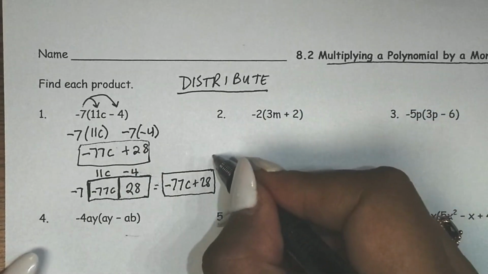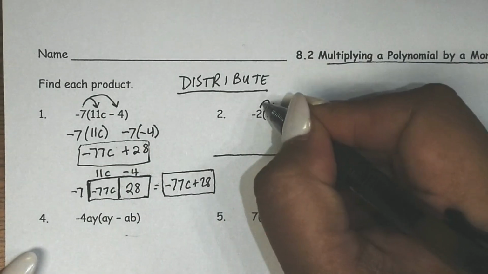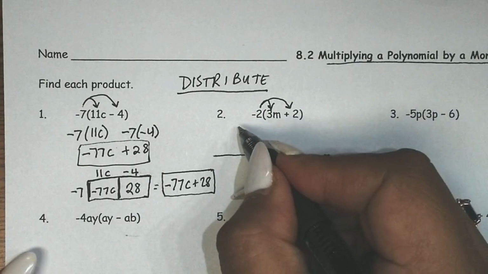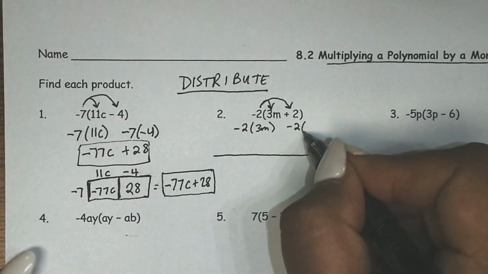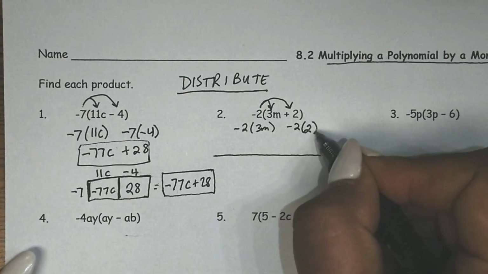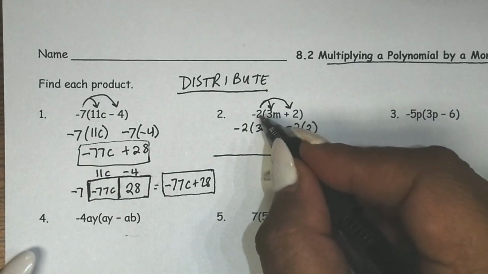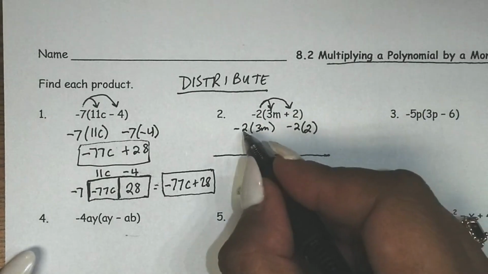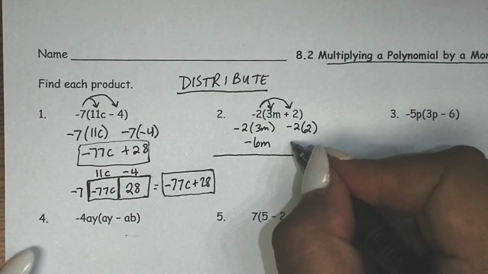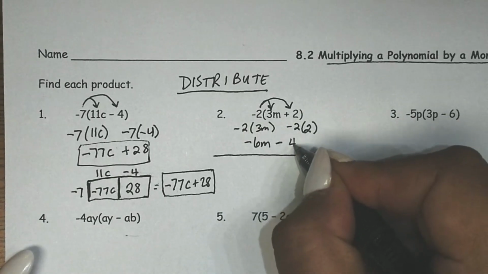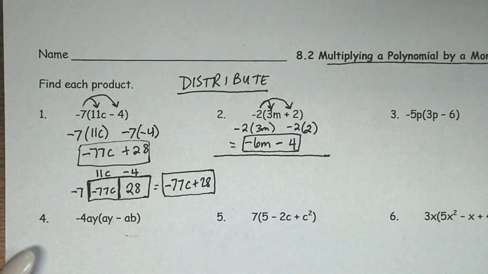Alright, let's look at this one. If you're doing distribution, all you have to do is do the arrows, and you're going to do -2 times 3m plus 2, -2 times -2. So you're going to do this times this plus this times this. So -2 times 3m is -6m, and -2 times 2 is -4. So this is my answer.